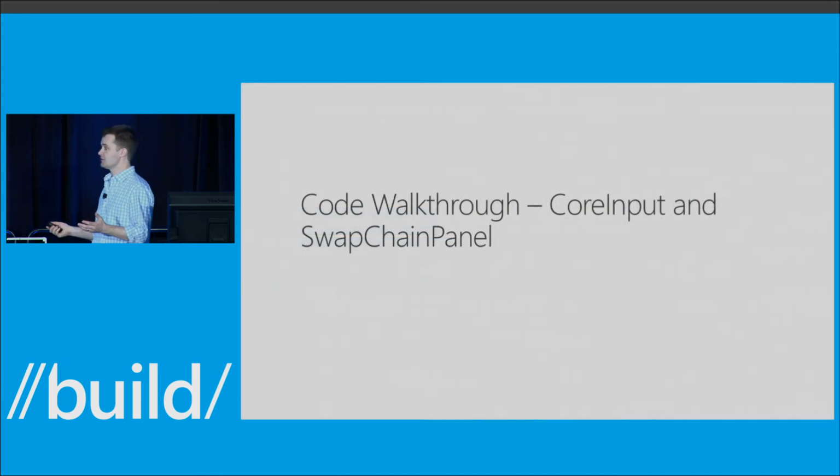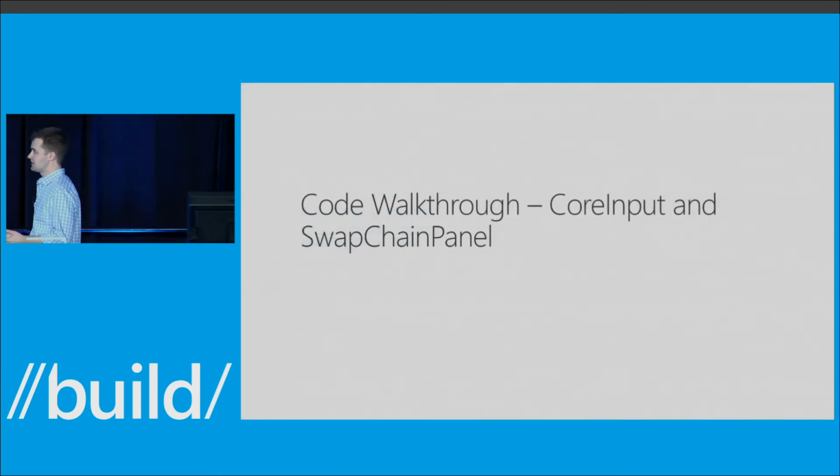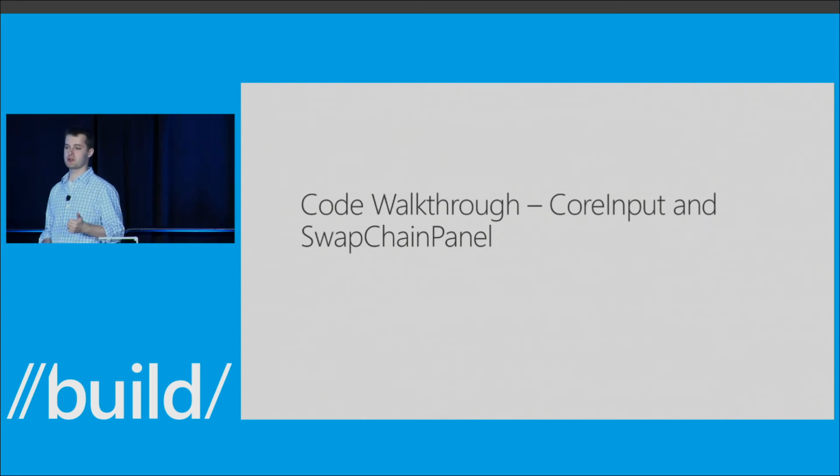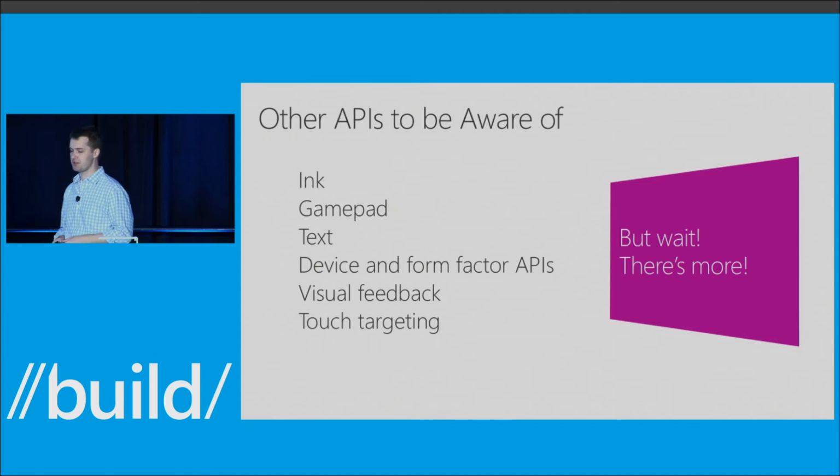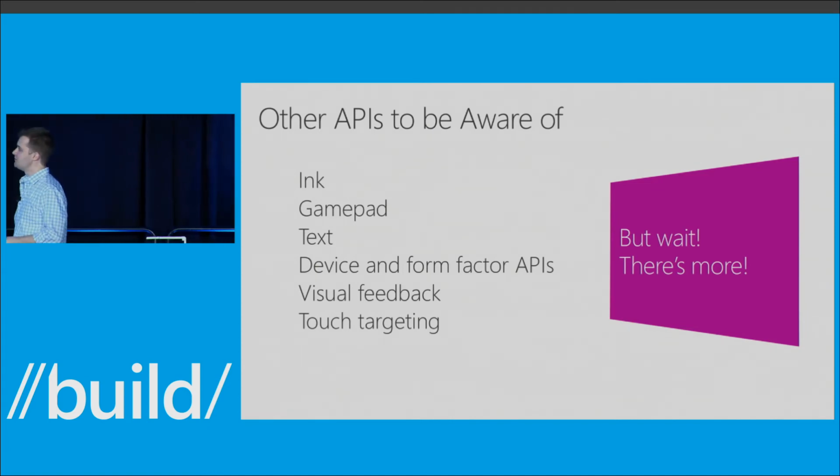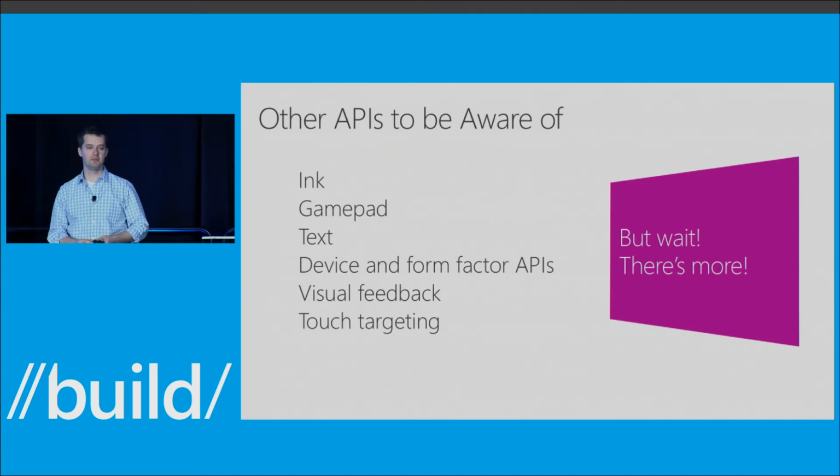So core input really lets you get down as close to the metal as you can. It gives you a lot more control, a lot more power, and a lot more flexibility. So there's a couple other APIs to be aware of. Ink APIs. We have a bunch of stuff. We've not even scratched the surface in what we're offering for Ink in Windows 10.